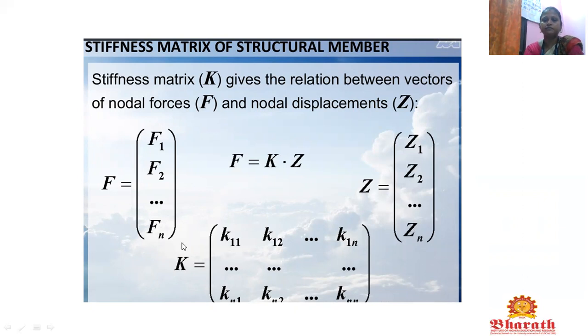Similarly, the K matrix in the matrix equation is written as K11, K12, and it goes on to Kn. Similarly, in the equation, the nodal force is equal to K into Z, where K is nothing but the stiffness matrix and Z is the nodal displacement. So this is the stiffness matrix for a structural member, written in matrix form.